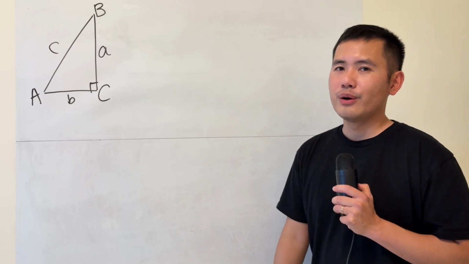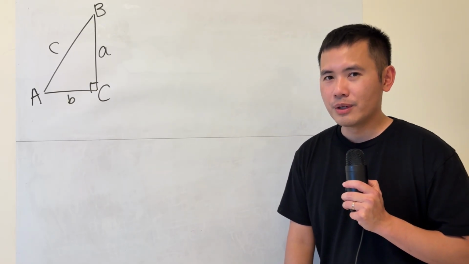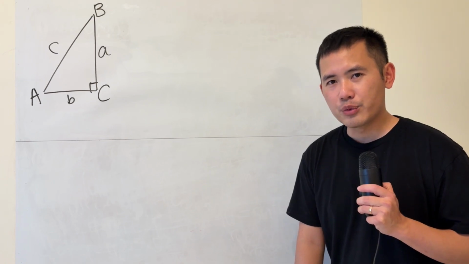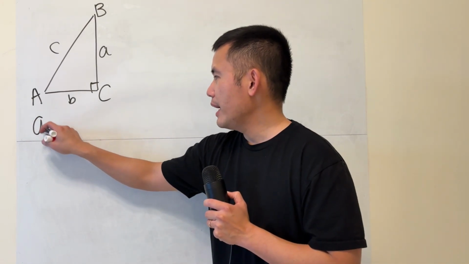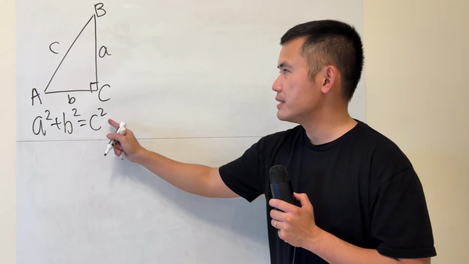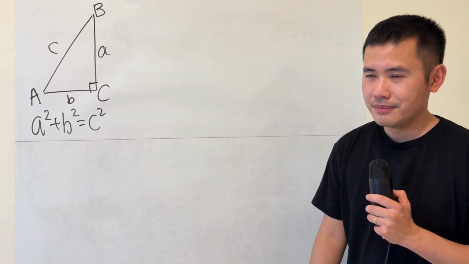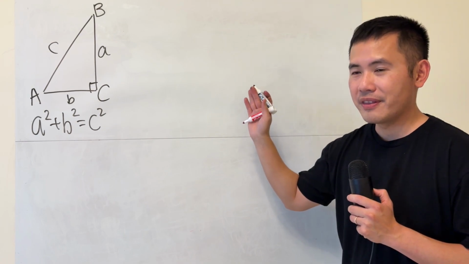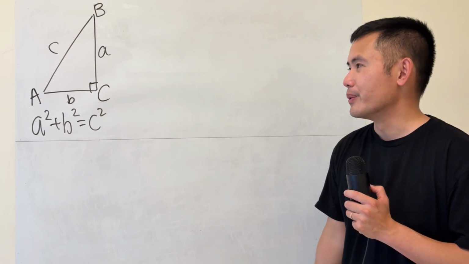So here I have a right triangle, and perhaps the most famous theorem on right triangles is the Pythagorean Theorem, which says little a squared plus little b squared is equal to little c squared, where c is the hypotenuse. Now, let me show you something that is also really cool.